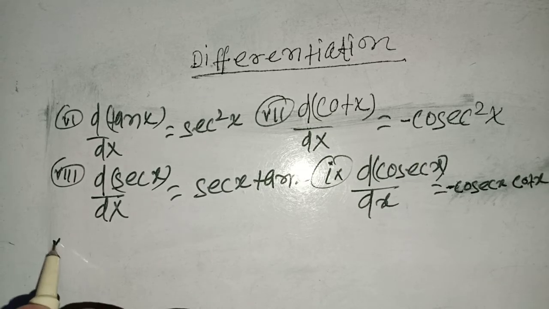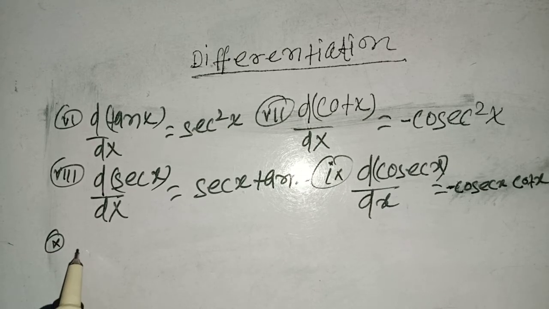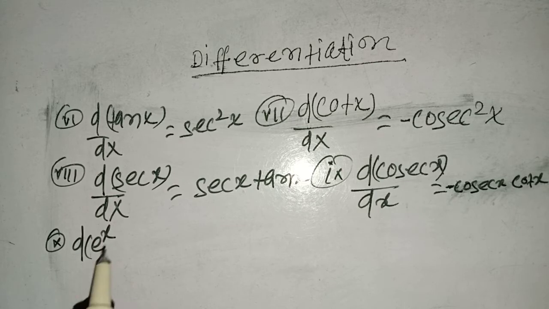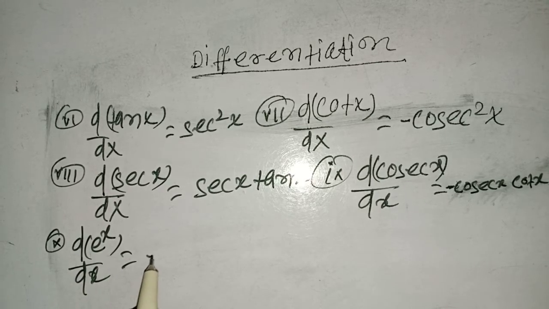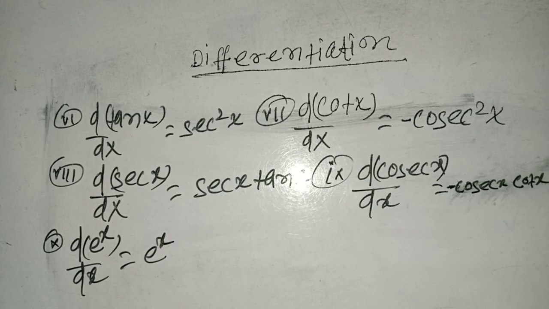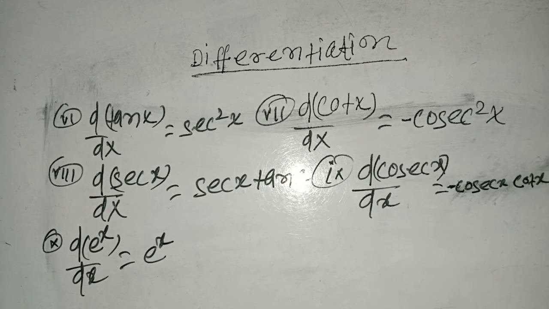Next formula, number 10, differentiation of e to the power x by dx is equal to e to the power x. So the basic-level differentiation formulas are completed. Now we will read some rules of differentiation.